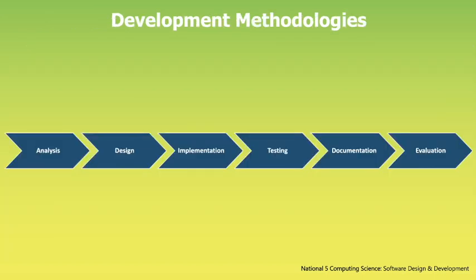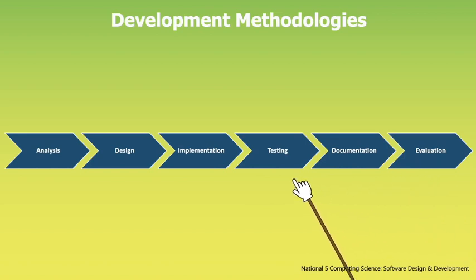What we're really going through here is the development cycle for software. This is called an iterative model, or sometimes called the waterfall model. So we start at analysis. After we've analysed a problem, we go and design a solution. Once we've designed the solution, we then implement the solution. Once we've implemented it, we test it. Once we've tested it, we then document it. And once we've documented it, we evaluate it.